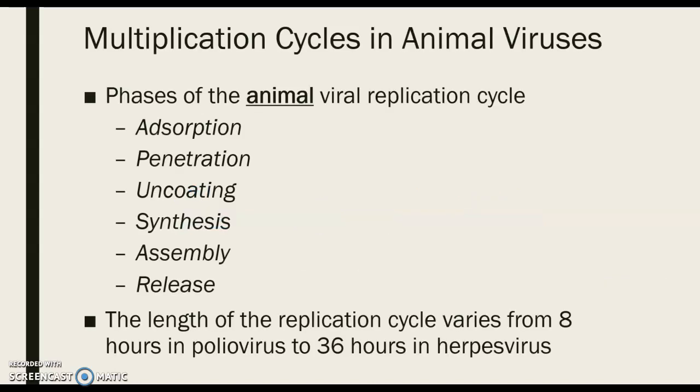So, multiplication cycles in the animal virus. There are phases of the animal viral replication cycle: adsorption, that's A-D, adsorption, penetration, uncoating, synthesis, assembly, and release. You have to know those phases for the test. You are going to have to come up with them cold. They are not going to be listed anywhere on the test. We're going to talk more about this as we go through this PowerPoint. The length of the replication cycle varies from 8 hours in poliovirus to 36 hours in herpes virus.